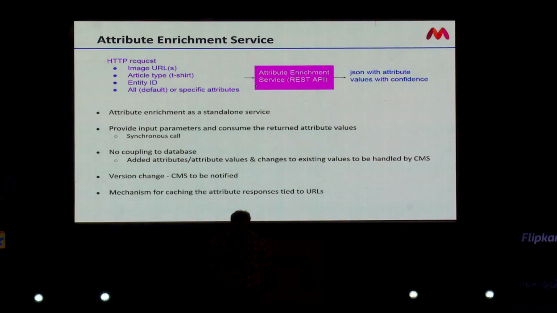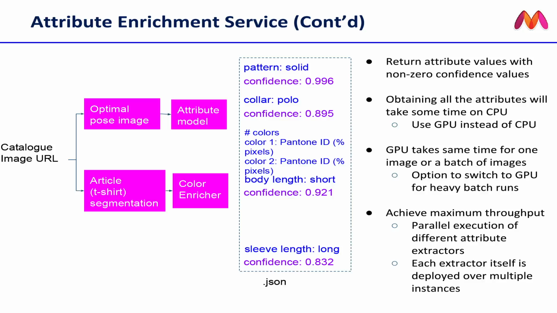And we have built it as a standalone service, and it's a synchronous call, and we didn't couple it to the database because the client which is making the request should be able to get this data and then store it. And whenever there is a change in the model, the client should be notified. That's also something that we take care of, and we also cache some of the attribute values that are being returned. So this is roughly the data that is returned.